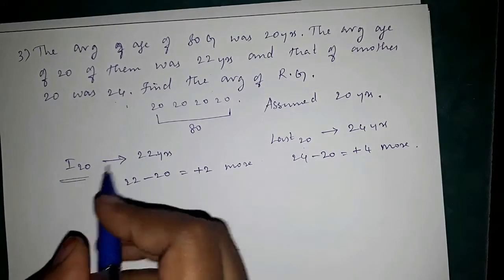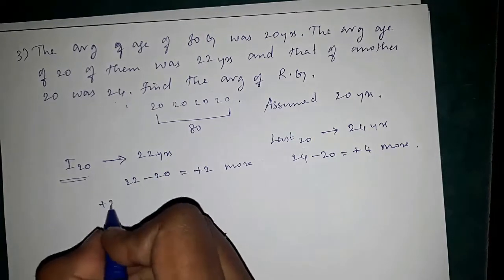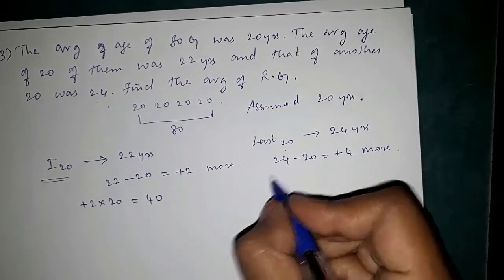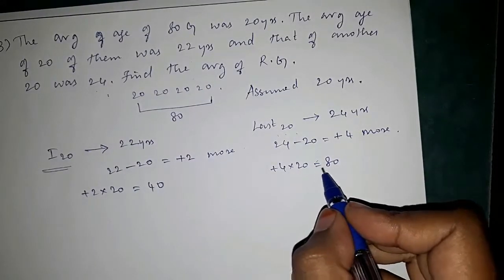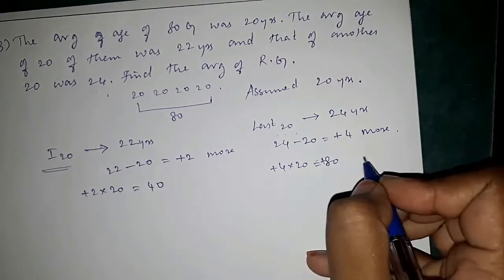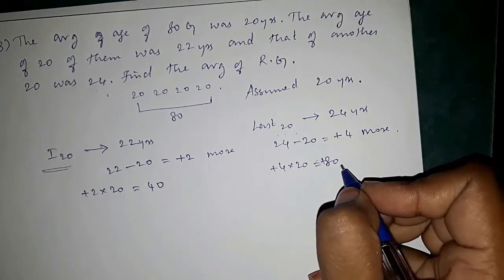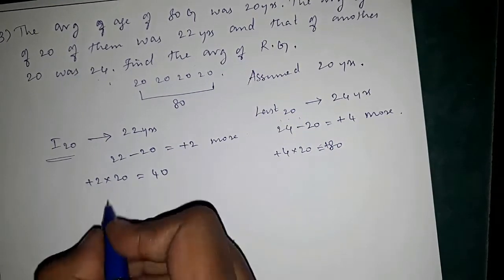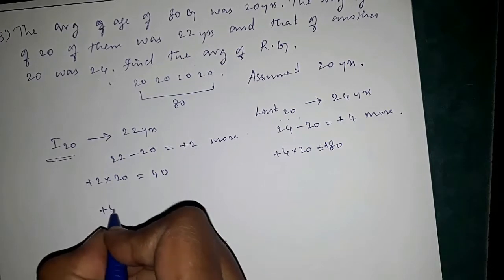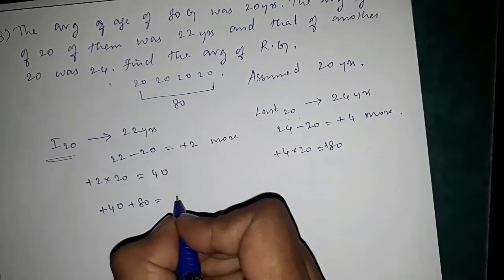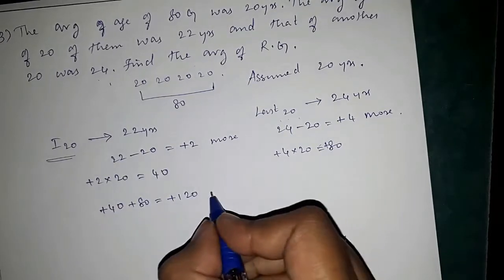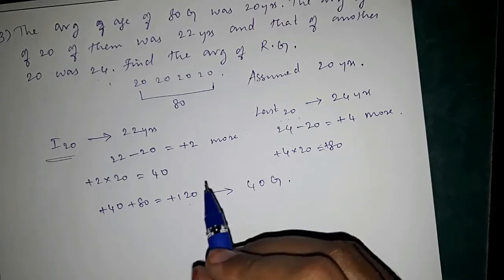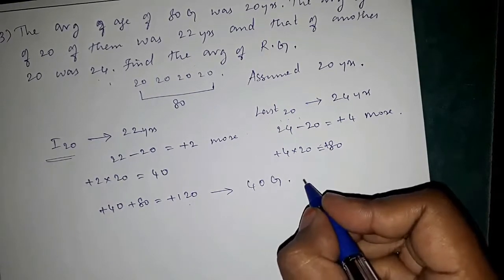So the first set of 20 girls has nearly 40 more than the assumed average age of 80 girls, and for the last 20, plus 4 into 20 is equal to plus 80, which is 80 more than the assumed average age of 80 girls. On balancing we get plus 40 plus 80 is equal to plus 120. So these 40 girls have nearly 120 years extra than the actual average age of 80 girls.